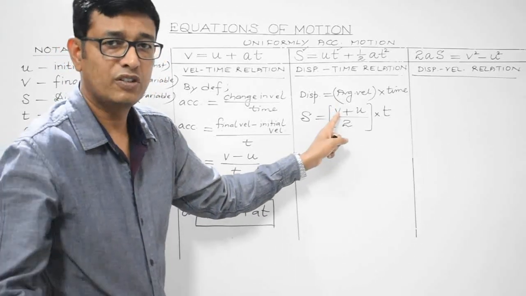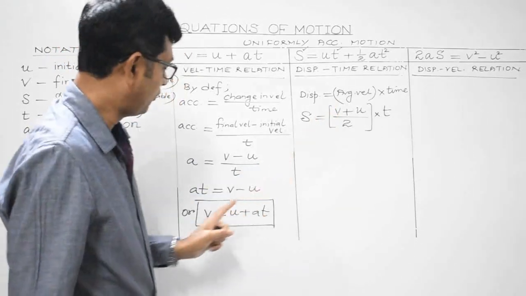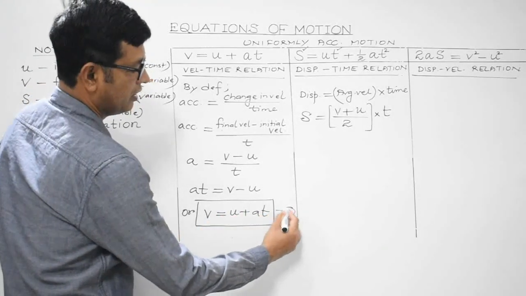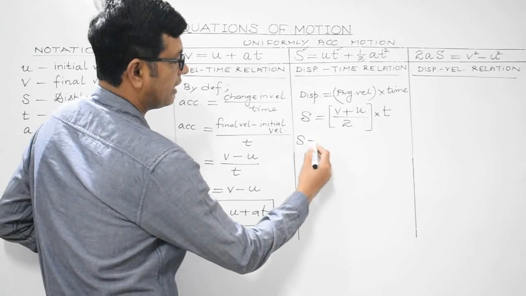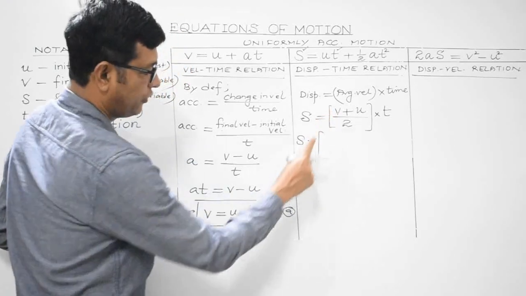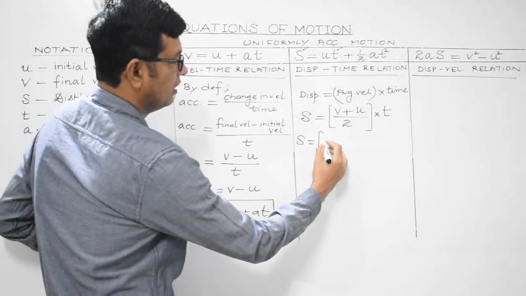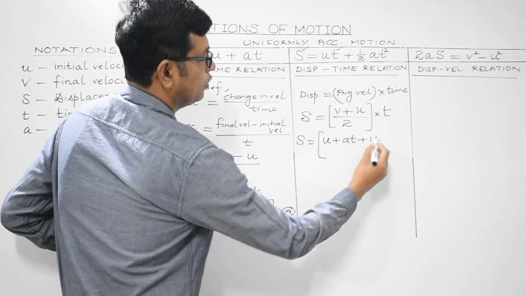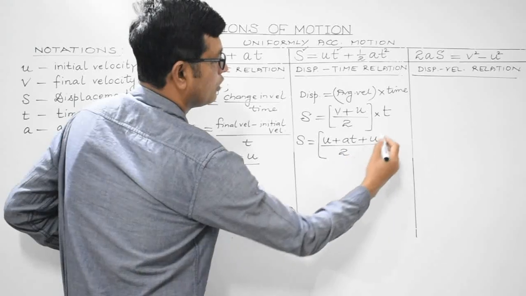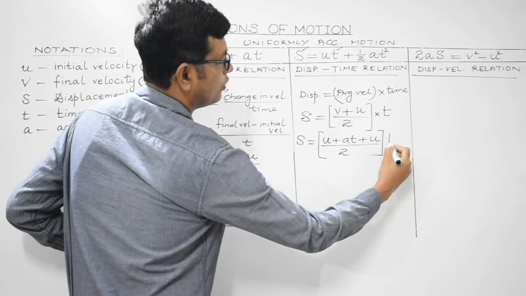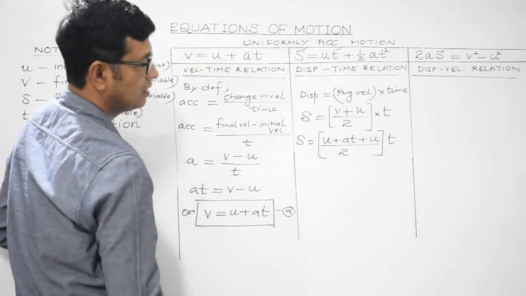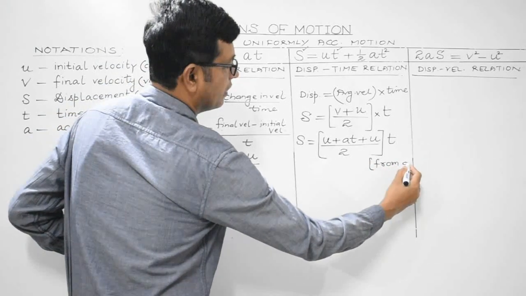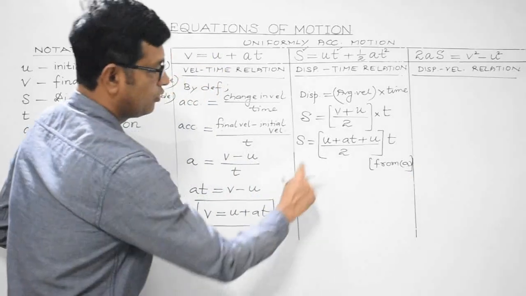So we can make use of the first equation of motion. From the first equation of motion, v is equal to u plus at. Put this as equation a. So we can write s is equal to, in place of v, substitute the value u plus at. So it is u plus at plus u, divided by 2, into t. What I have done is simply substitute the value of v from equation a, v is equal to u plus at.